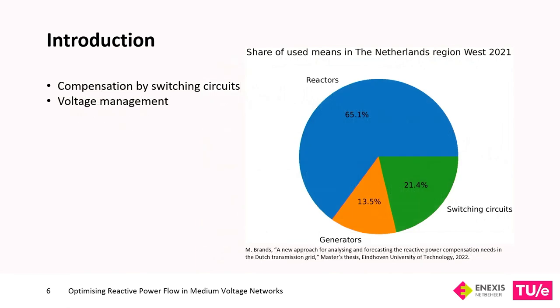Now, this causes some problems with voltage maintenance at TenneT, for example. And in this graph, you can see the means used to cope with those voltage rises. Now, TenneT uses reactors most of the time to consume reactive power, but it also asks its customers to allow their generators to consume reactive power, for example. But in more than 20% of the time, they have to switch off cabled circuits which produce reactive power, to cope with the large amount of reactive power that is in excess in the grid, to maintain voltage levels within the limits.